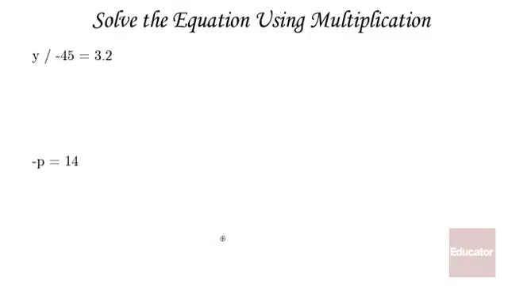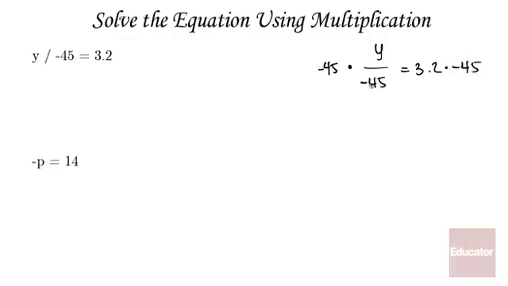Let's solve some more equations using multiplication, and this time let's look at including a negative value. y over negative 45 equals 3.2. The opposite of dividing by negative 45 is to multiply by negative 45.